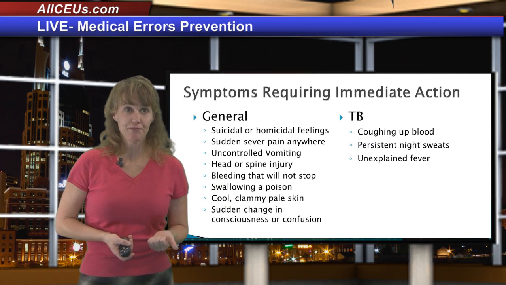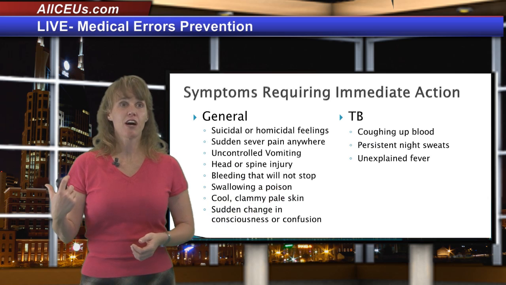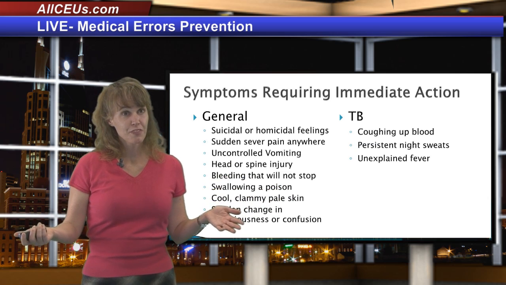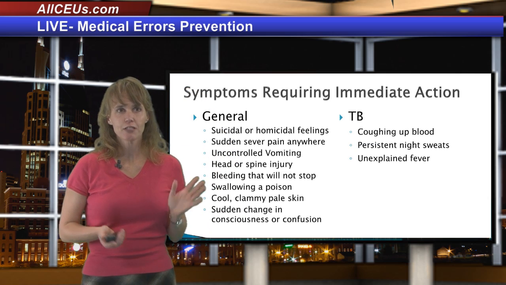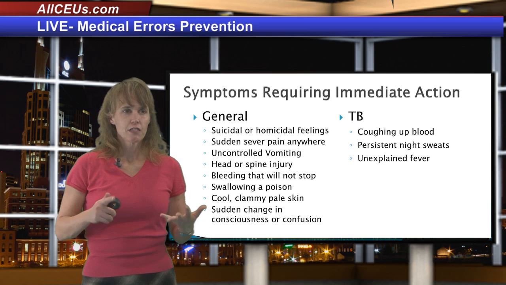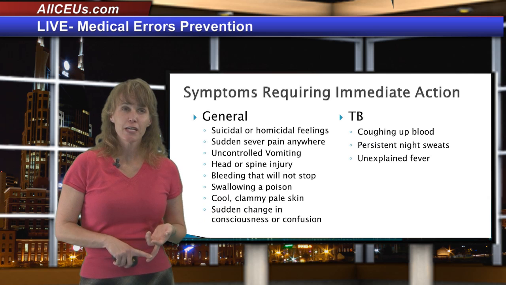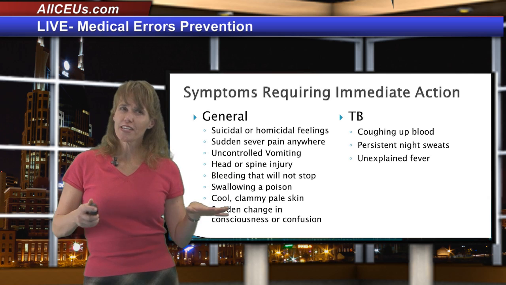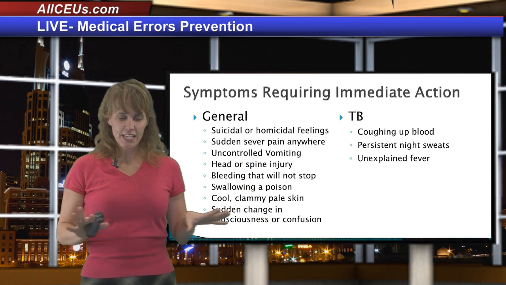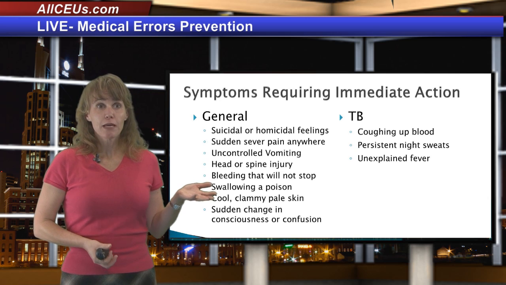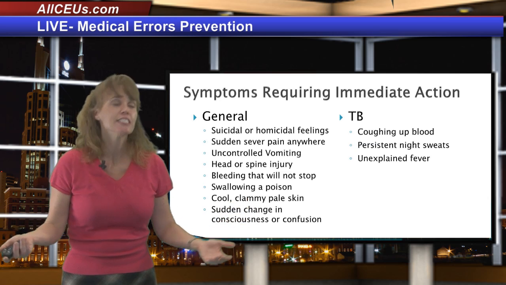Head or spine injury. We typically think of this like a car accident. But if somebody falls down and bumps their noggin on the coffee table in your waiting room, and they have this big old goose egg, probably a good idea to at least get them looked at to make sure they don't have a concussion. Bleeding that won't stop. Again, hopefully we had that one already. Swallowing a poison. And a poison should be pretty broadly defined. In residential, we would have people that would eat or drink the hand sanitizer because they couldn't get to any other alcohol. It's a poison.